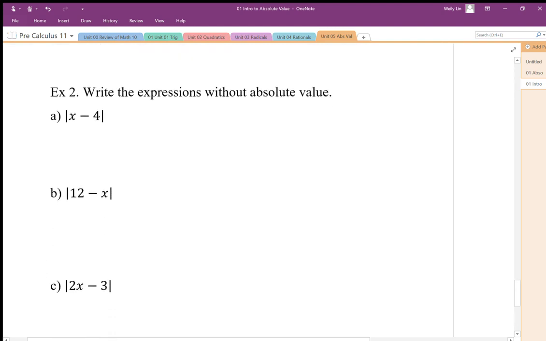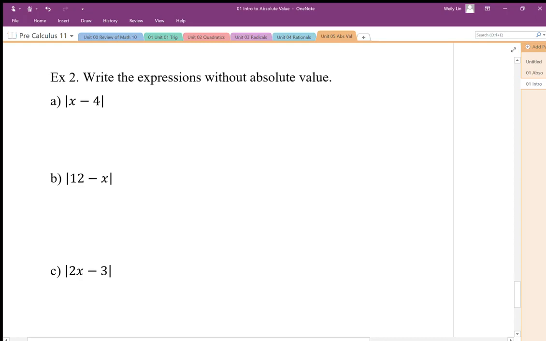So we now get into the algebra. How do we write expressions without absolute value? The problem is when we start putting an x in there, the absolute value works sometimes. Sometimes it does something. For example, when x is 0, we're going to take the absolute value of -4, so that will change it. Other times, for other x's, we're not going to do anything.